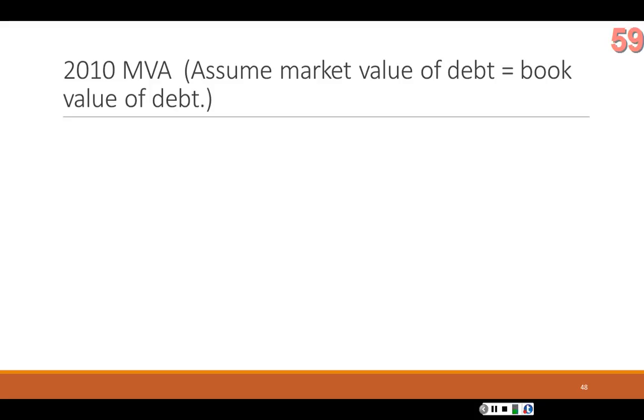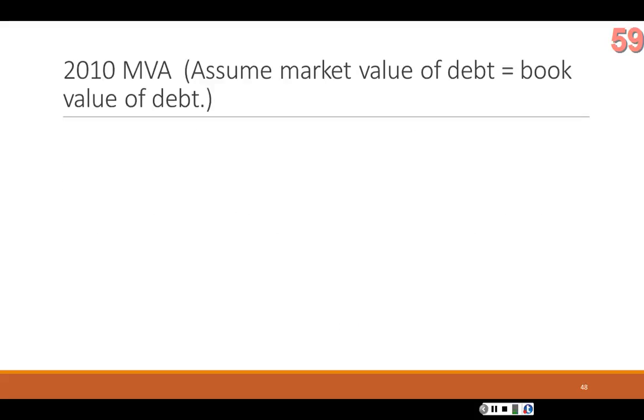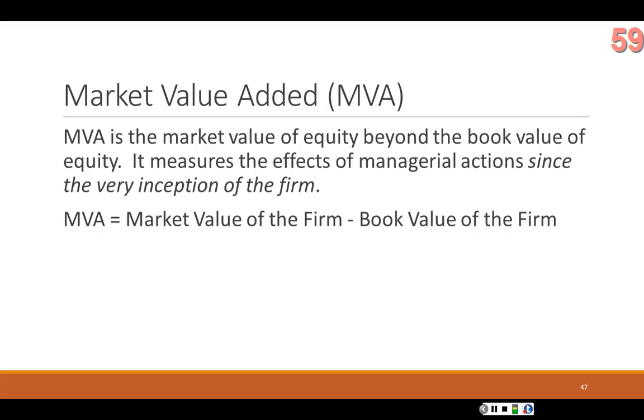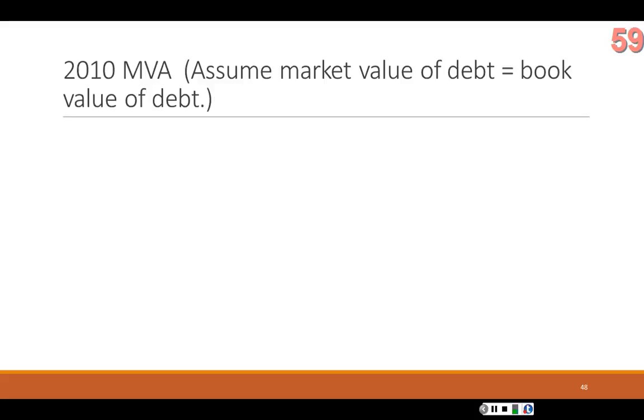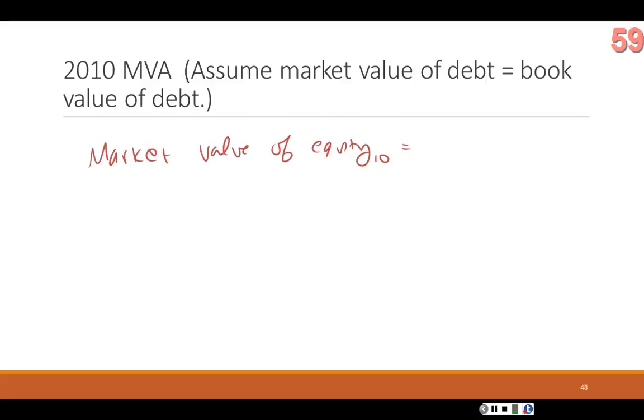So we can calculate our market value added. But first we need to calculate the market value of the firm. Here we're assuming the market value of debt equals the book value of debt. So we're only having to look at the changes in equity. So the market value of equity in 2010, we see that there are 100,000 shares outstanding, and they're trading at $6 per share. So the market value of equity is $600,000.